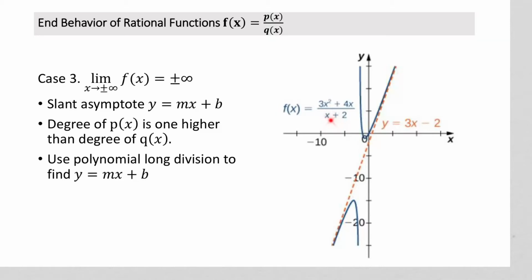We can determine the equation of our slant asymptote using polynomial long division. We divide the denominator into the numerator to determine our y equals mx plus b for our slant asymptote. And we're going to do an example like that.